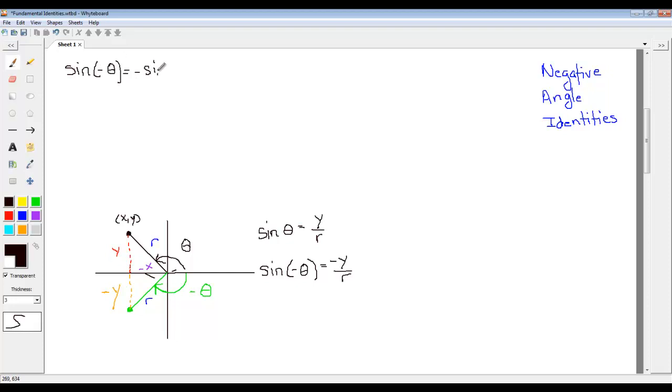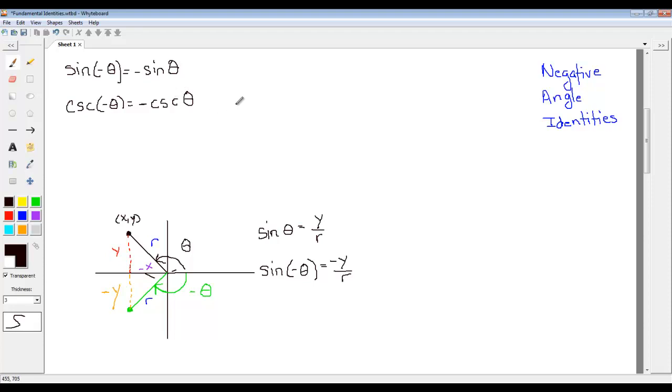You see that? Your sine of negative theta here equals negative y over r, which is the opposite of what sine theta was, y over r. So if you take sine theta and do its opposite, that equals sine of negative theta. So that's one of your negative identities. Then the same thing's going to apply for its reciprocal, cosecant of negative theta. If you have sine of negative theta equals negative sine theta, then looking at the reciprocal function, cosecant negative theta is going to equal negative cosecant theta. So that's two of your negative angle identities. So sometimes that can be useful.